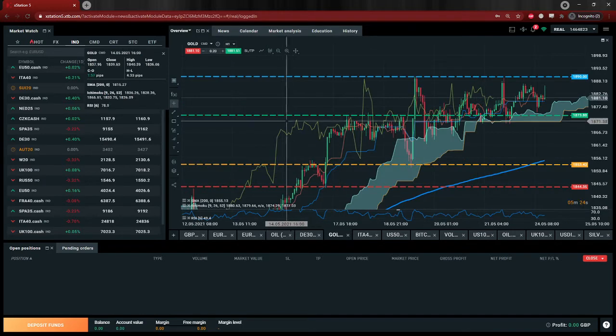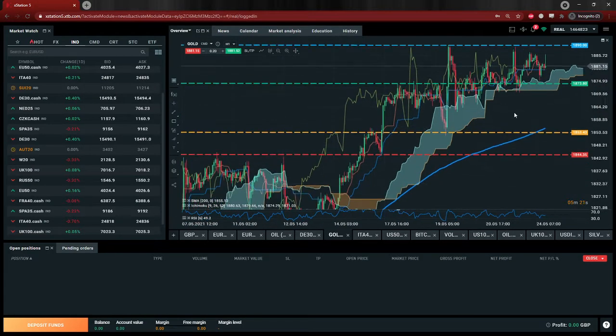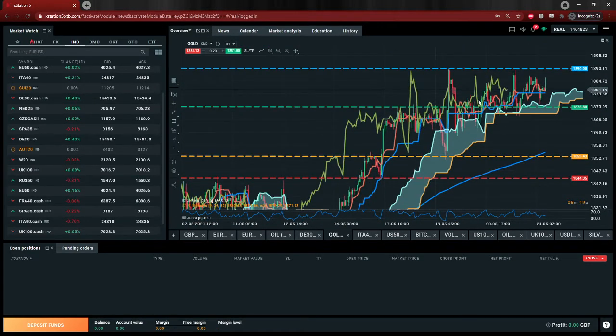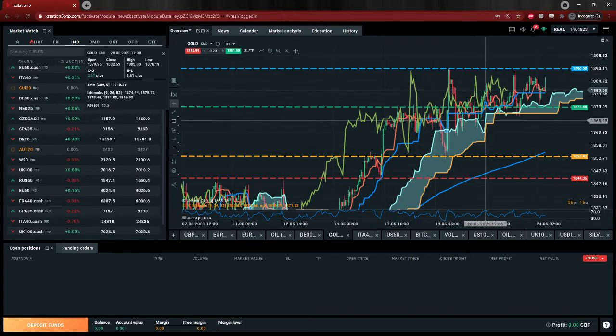And let's take a look at commodities to see what they're doing. Gold, you can see very volatile, but in a narrowing range. So you can see that the range in which it is actually moving is getting smaller and smaller.